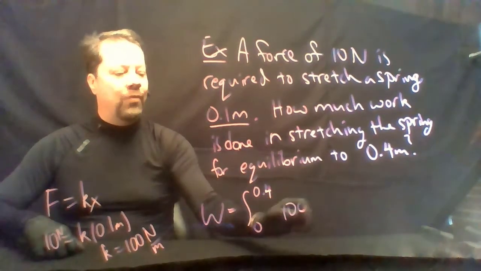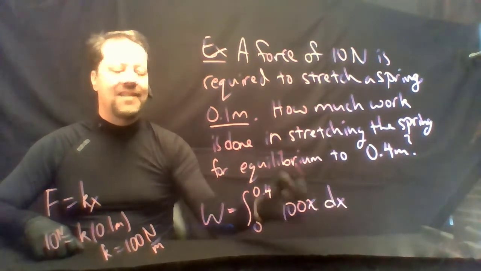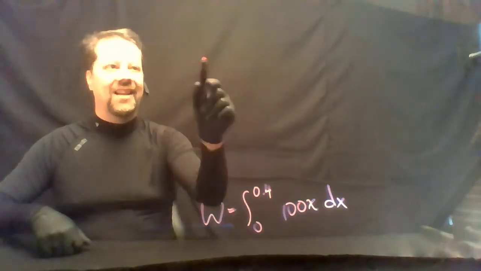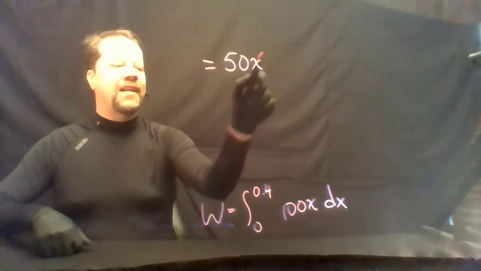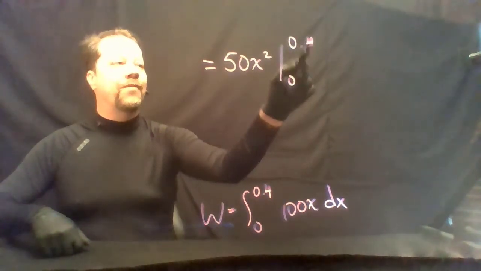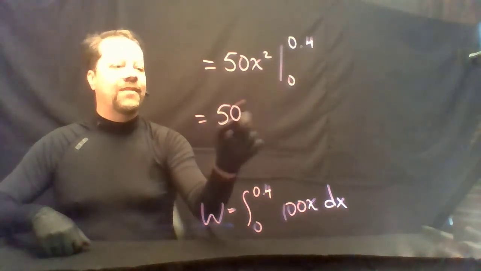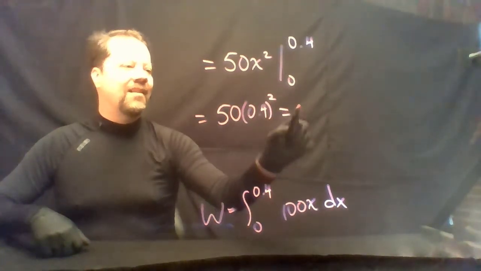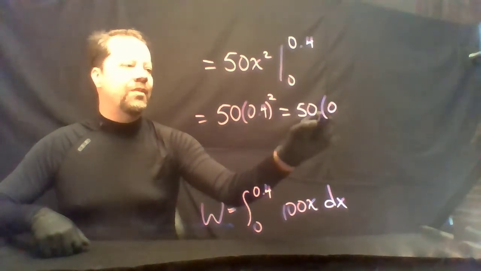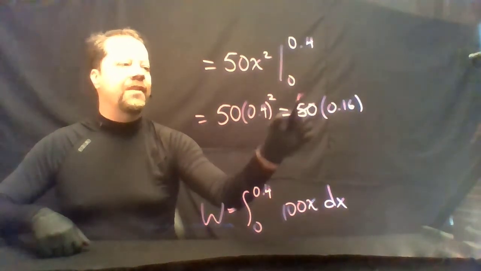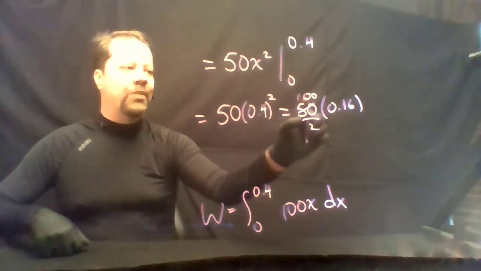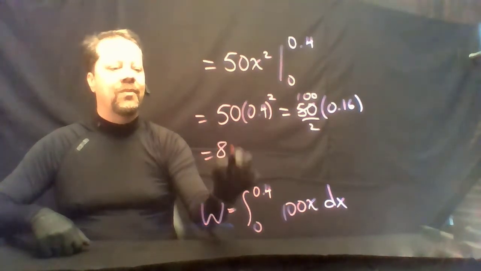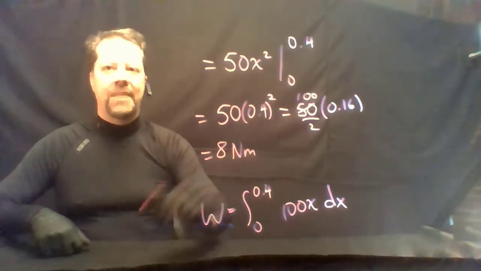So we are going to have 100x dx as the integrand. Integrating, we have 50x squared evaluated from 0 to 0.4. That's 50 times 0.4 squared minus 0, of course, or 50 times 0.16. Remember, 50 is 100 divided by 2. And if we multiply 100 times 0.16, we get 16. Divided by 2, we get 8 Newton meters.